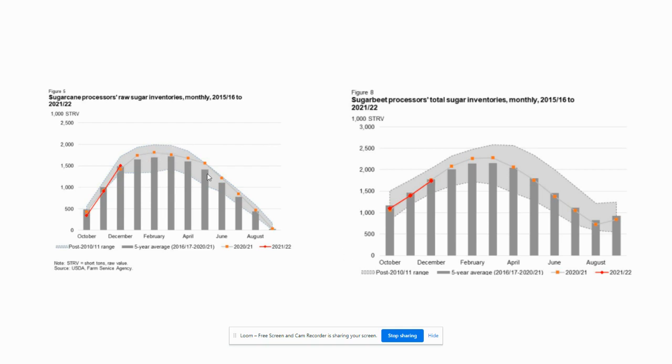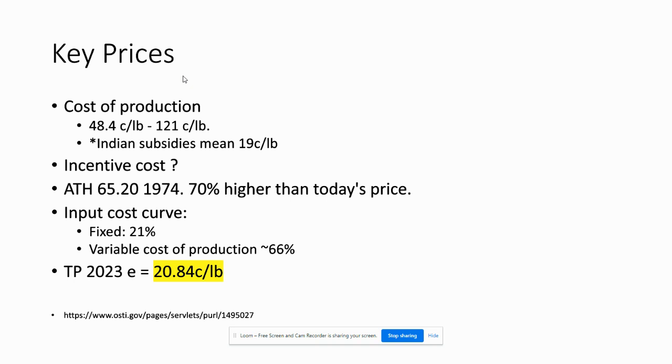Okay, so let's have a look at the inventories. Here you've got the beets on the right and the cane on the left. And so obviously that's heading towards scraping the barrel territory. What are the key prices we need to look for? So cost of production, not an easy one to look at in the sugar market because subsidies play a huge role. It's not a free market at all.